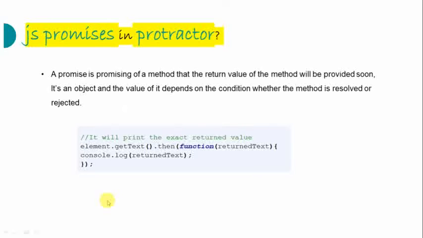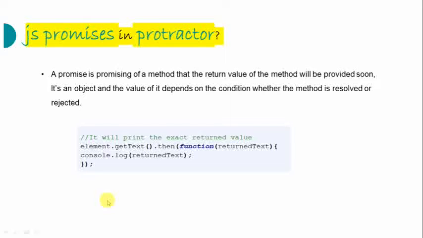Now the question is: what is a JavaScript promise in Protractor? A promise is a promising of a method that the return value of the method will be provided soon. It's an object and the value of it depends on the condition whether the method is resolved or rejected. So a JavaScript promise is a promising of a method.